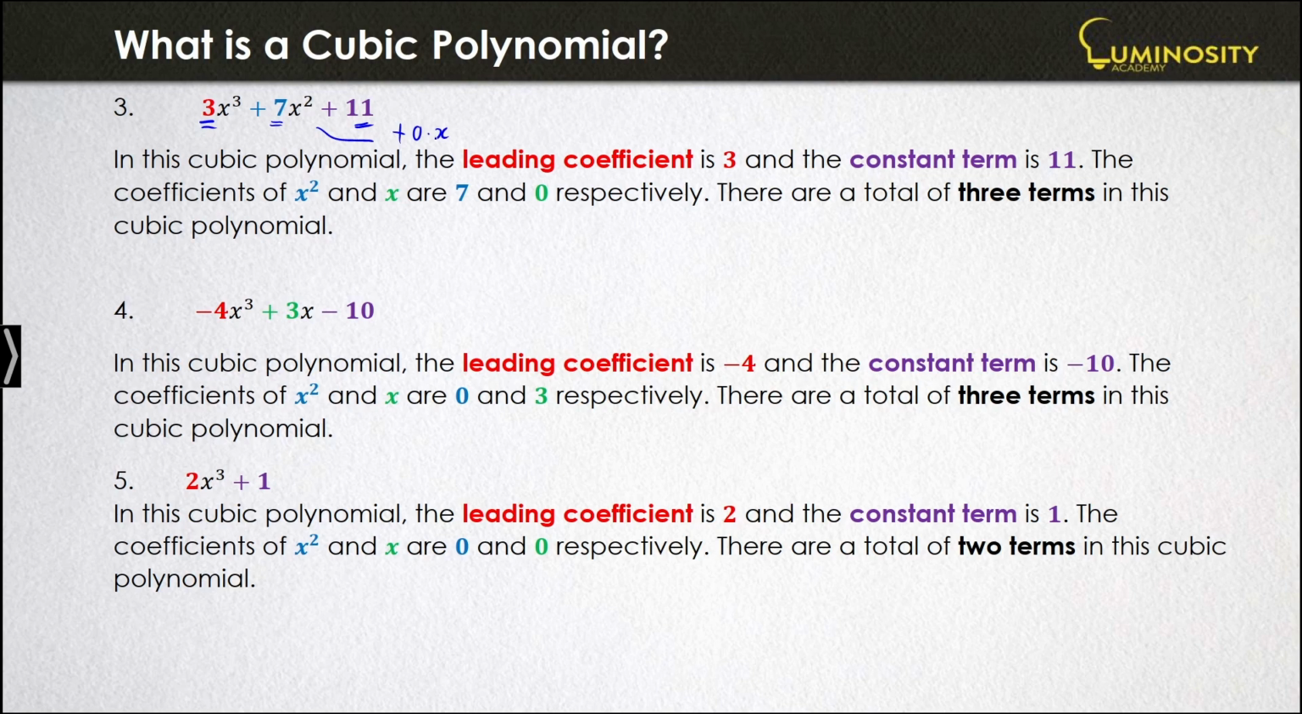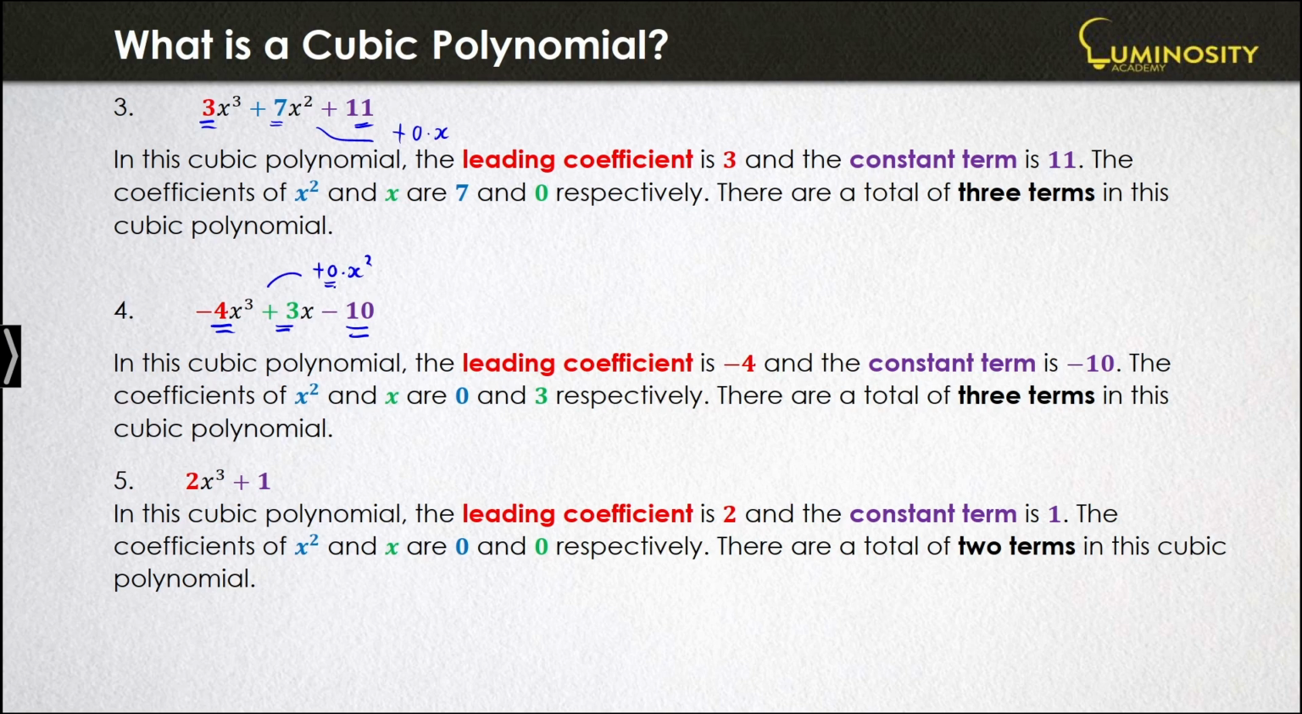What about this one here? Negative 4x cubed plus 3x minus 10. Again, it's a cubic polynomial with the leading coefficient being negative 4. The constant term is negative 10. And the coefficient of x is positive 3, whilst the coefficient of x squared is 0. And again, there are 3 terms in this cubic polynomial.